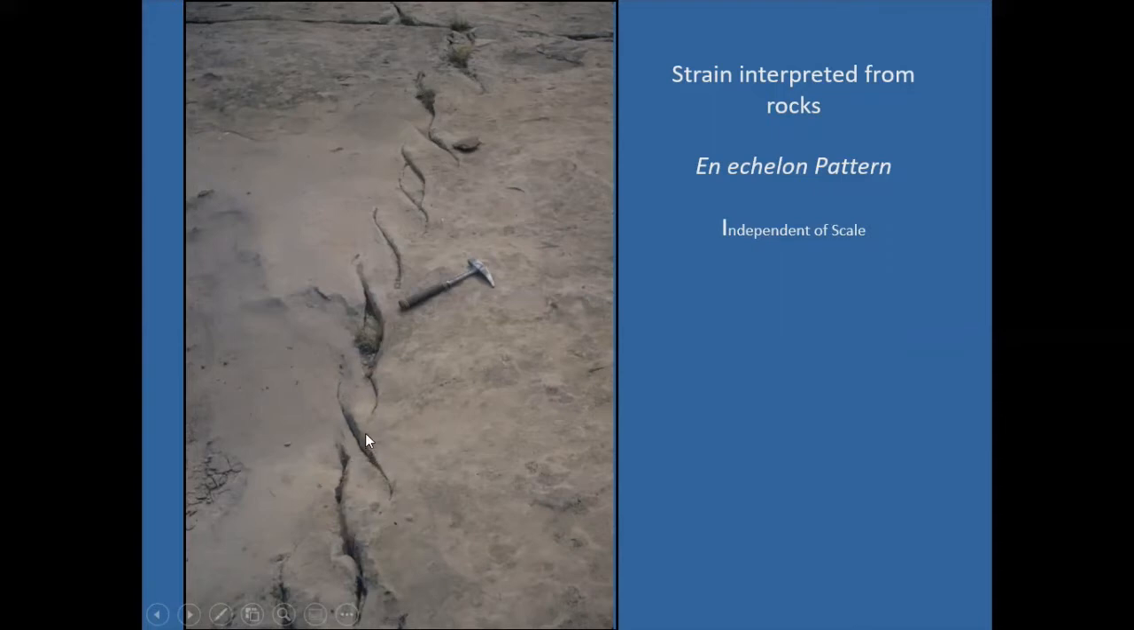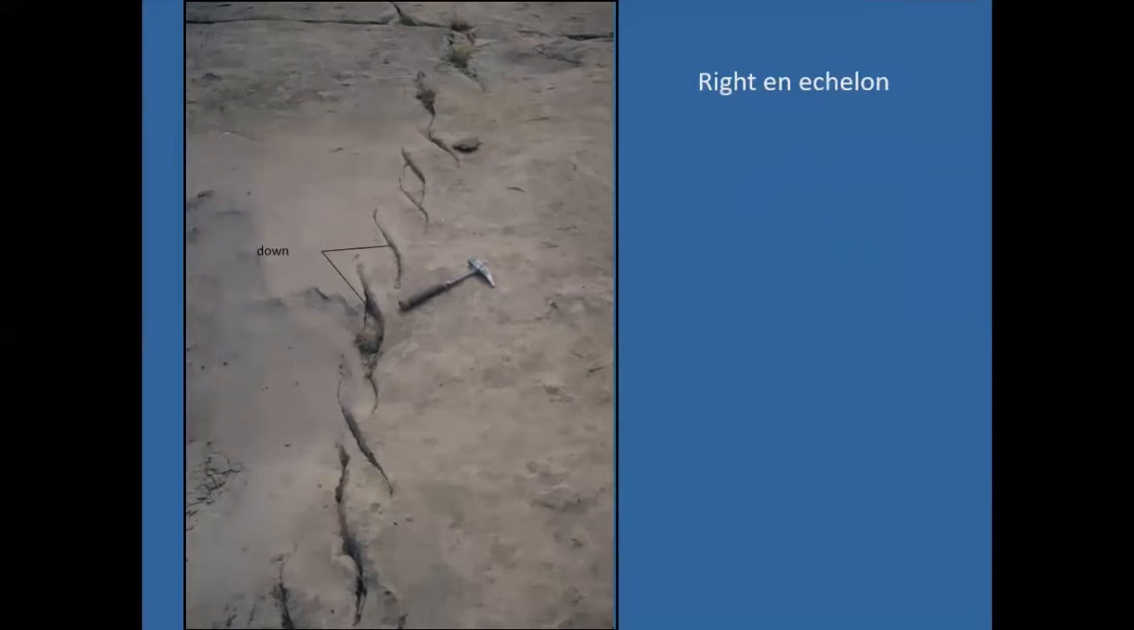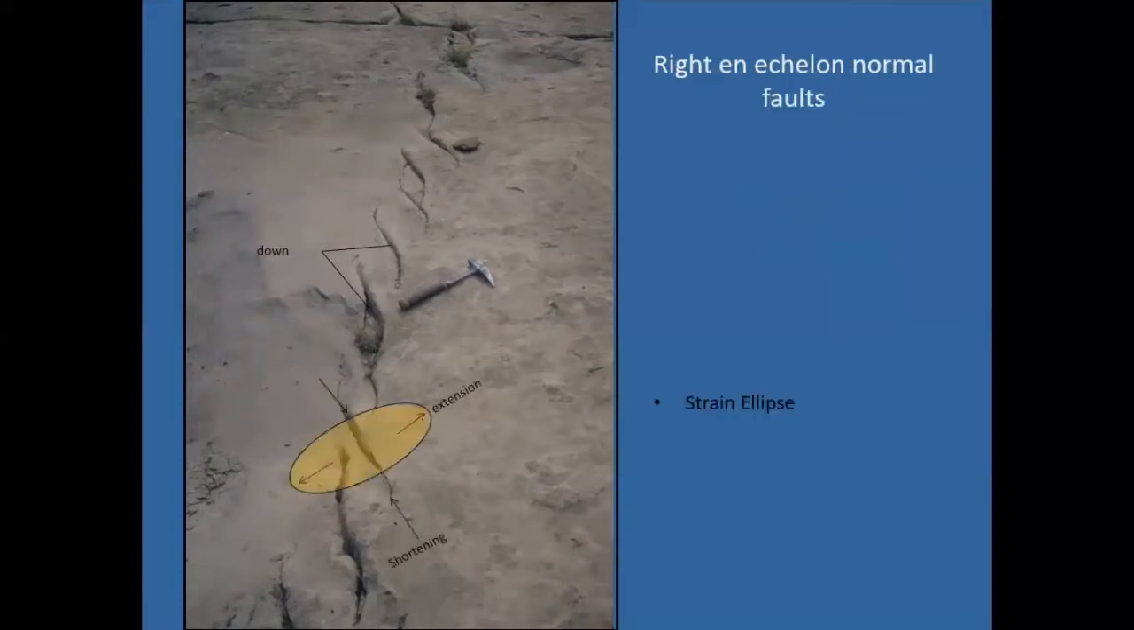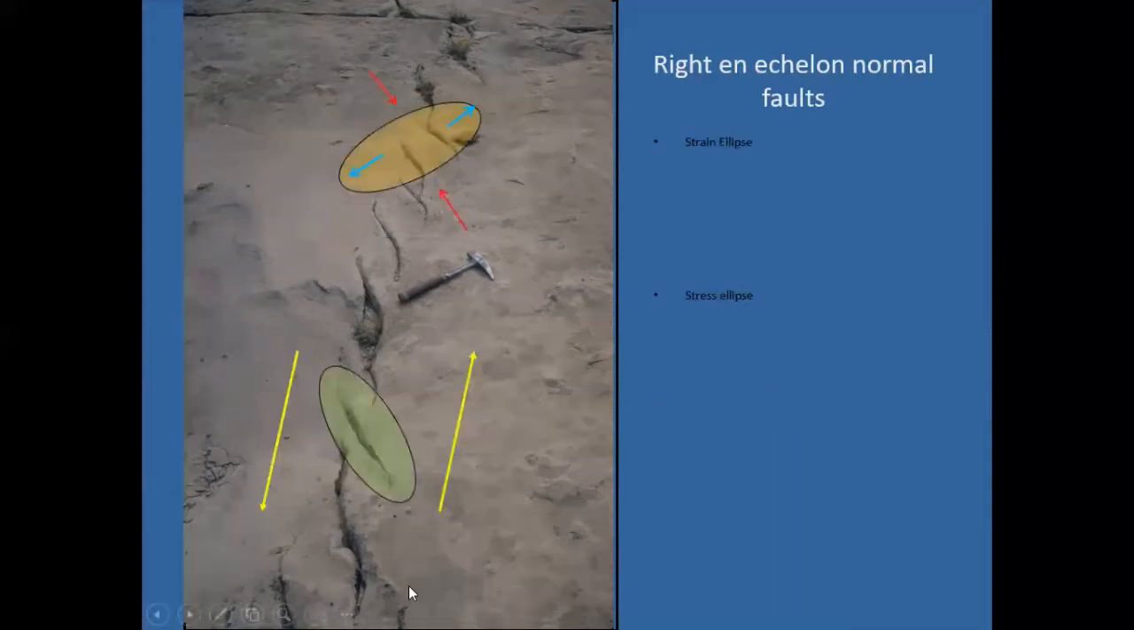If you look at this image, these structures are all tilted to the right. If you start from here and follow the fracture, you have to jump to the right. You have to move to the right in order to be on the adjacent fracture in the same orientation. So that makes it a right en echelon fracture array. Okay.